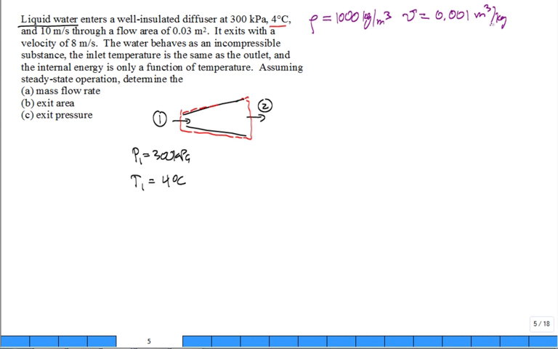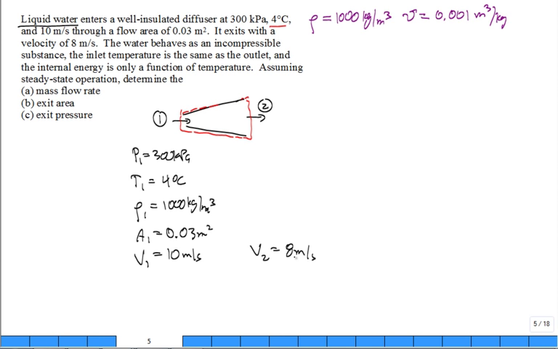Okay? All right. So this is telling you that it's liquid water, and we have rho 1 is 1,000 kilograms per meter cubed. And the area 1 was given to be 0.03 meters squared. It exits with a velocity of 8. So I forgot to put the velocity. It's 10 meters per second. And so the velocity exit is 8 meters per second.